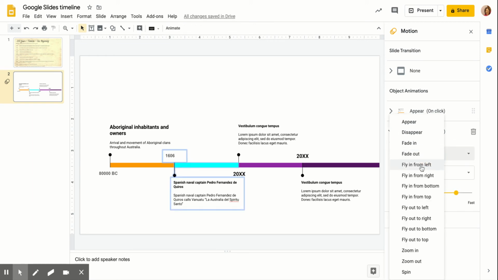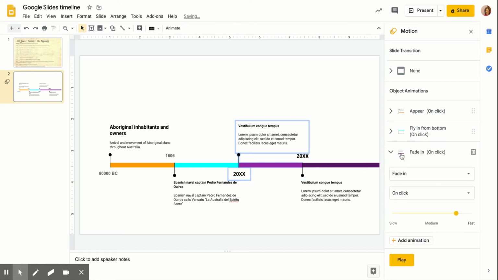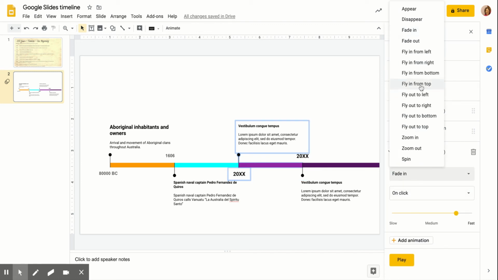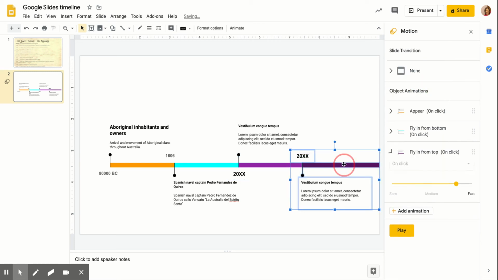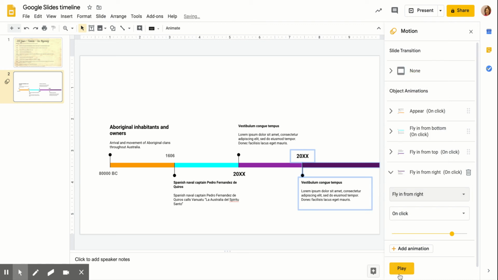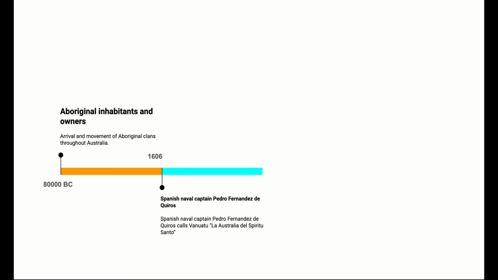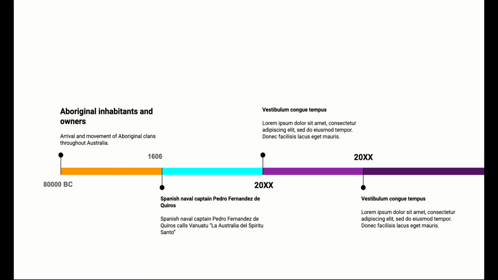It might fly in from the bottom. Okay, and then we're going to add an animation to this one, and it's going to fly in from the top, and then we're going to add an animation, and this one's going to fly in from the right. Okay, so now we've got that, and let's present this and now see how this is all animating and coming in.